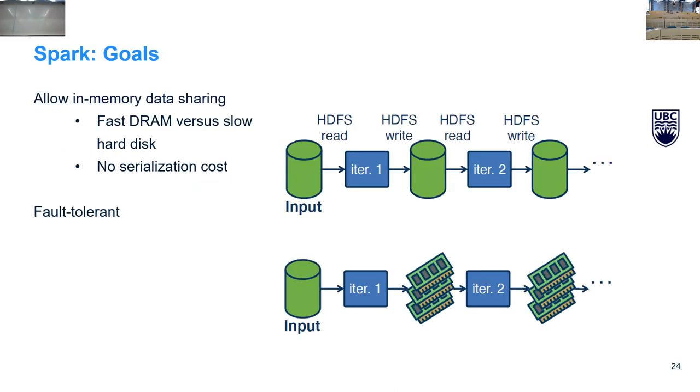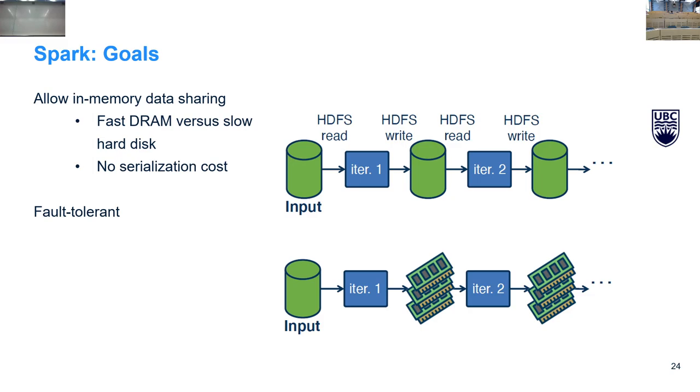The goal in Spark was to allow in-memory data sharing. Part of the reason for that was because they wanted better performance, and they knew that DRAM is faster than hard drive storage. This was only 10 years ago, when hard drive storage was pretty much the norm. Solid state storage was just finally starting to emerge. It's not like solid state storage hadn't been around for 30 years, but it took about 30 years for them to make it viable. Since you're reading from memory, there's no serialization cost. You don't have to worry about how you actually store this stuff so you can put it onto a disk.